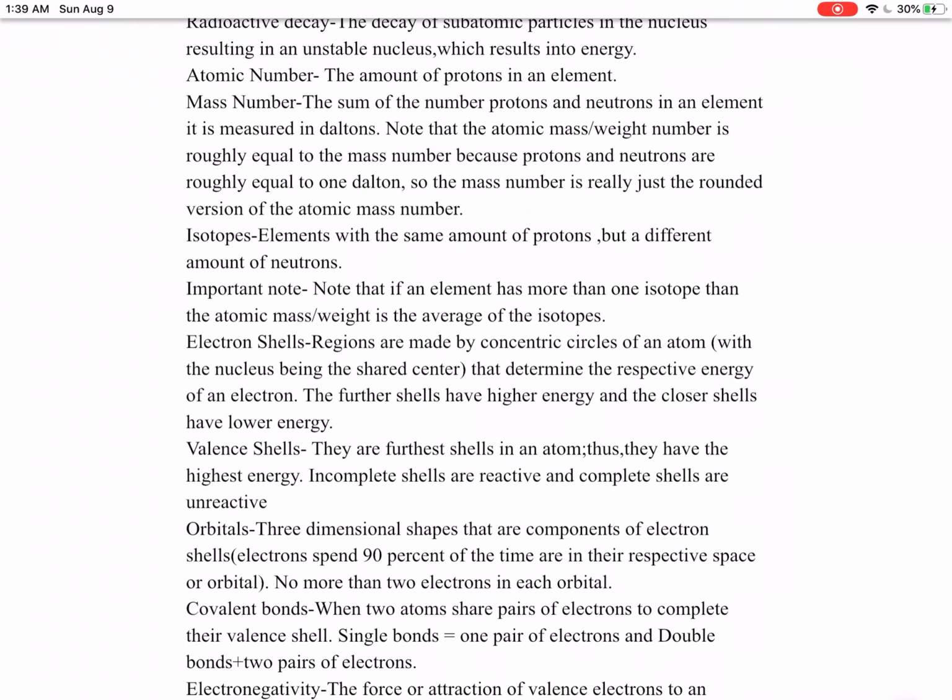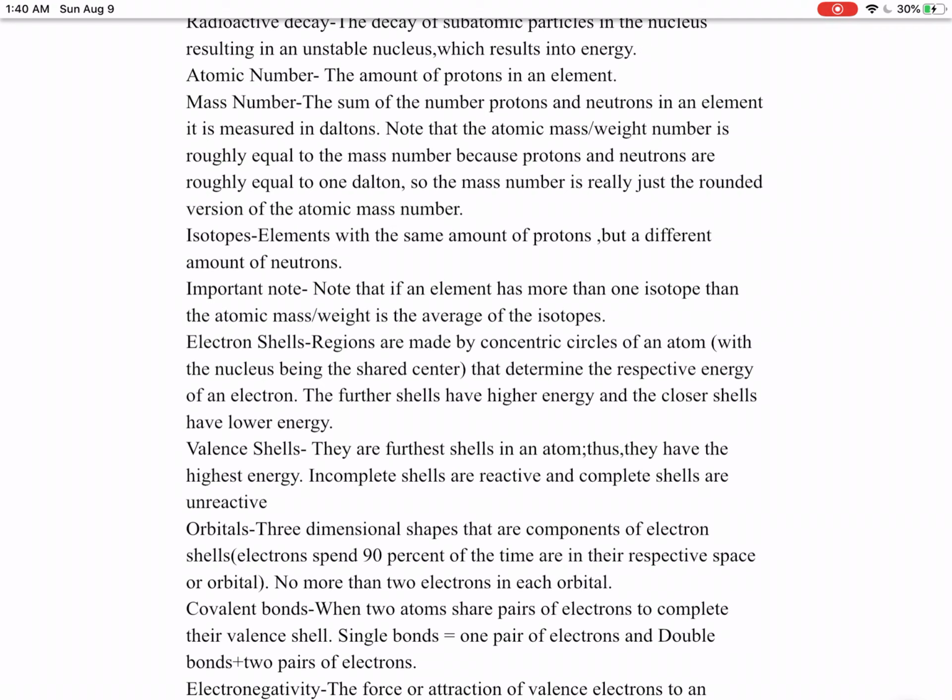Now, valence shells are the outermost shell in an atom. For this reason, they have the highest amount of energy. Incomplete shells are reactive and complete shells are unreactive. The reason for this is that elements try to fill their valence shell. In other words, they try to get the maximum capacity for their outermost shell.